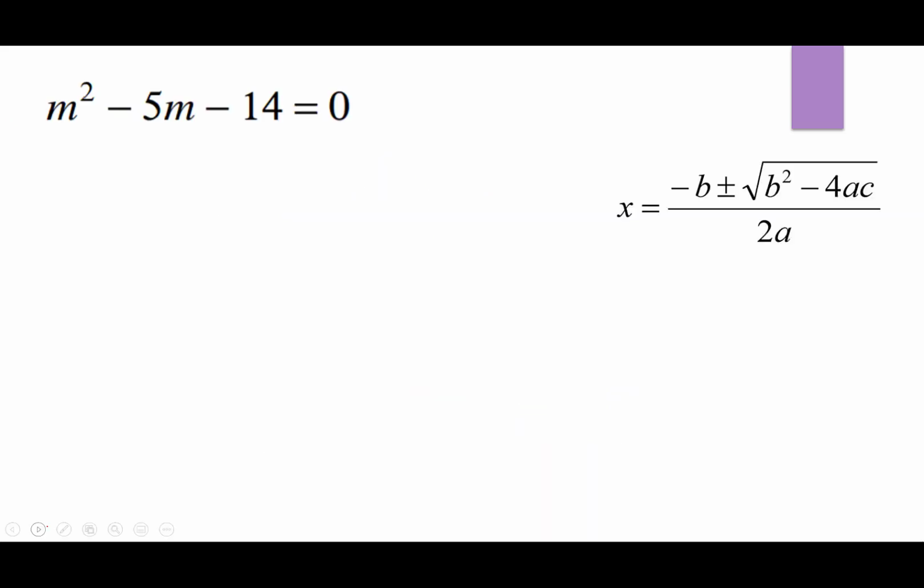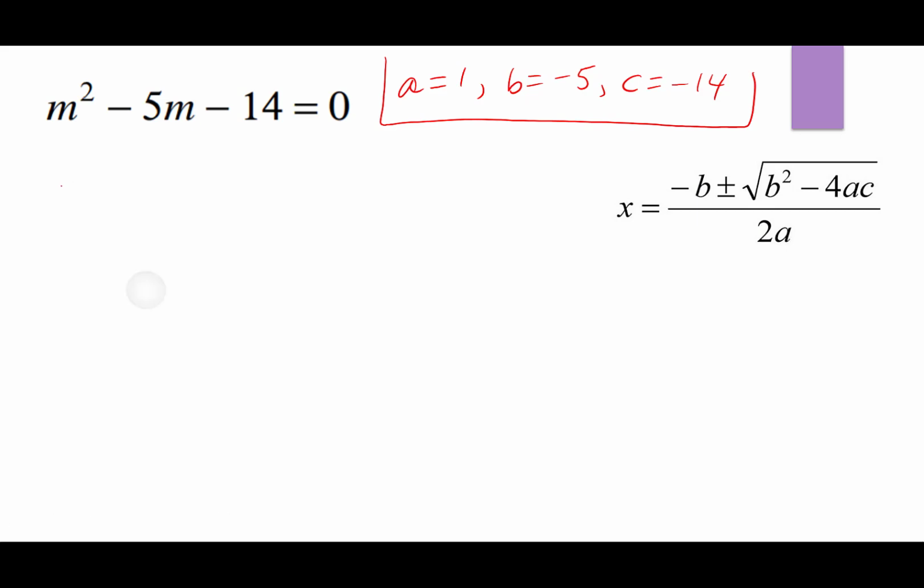Okay, our first example is m squared minus 5m minus 14 equals 0. The two requirements are already met. In this problem, all three terms are on one side, and all three terms are in descending order. And so we can go ahead and say A equals 1, B equals negative 5, and C equals negative 14. I do encourage you to write out the values of A, B, and C somewhere on your paper so that you can easily look back at them as you're plugging them into the formula.